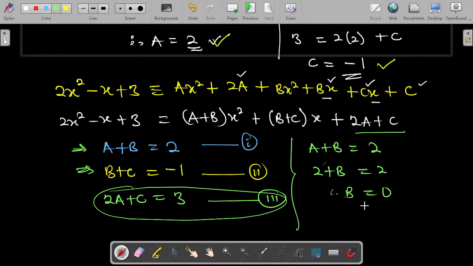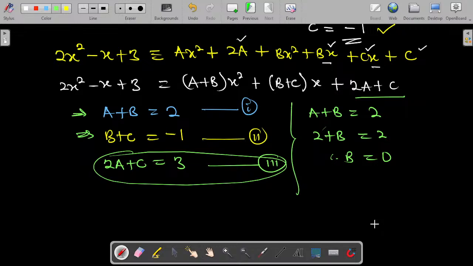That's how I got the 0. Now, like I was trying to say, another person may choose to use the second equation because it also contains b. Anyone you use, you still get the same answer.